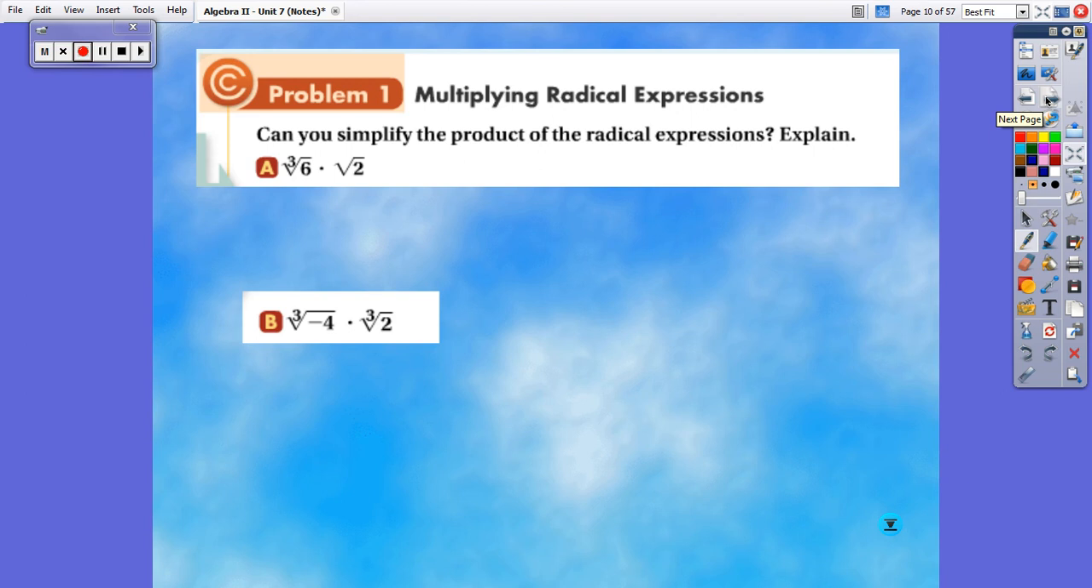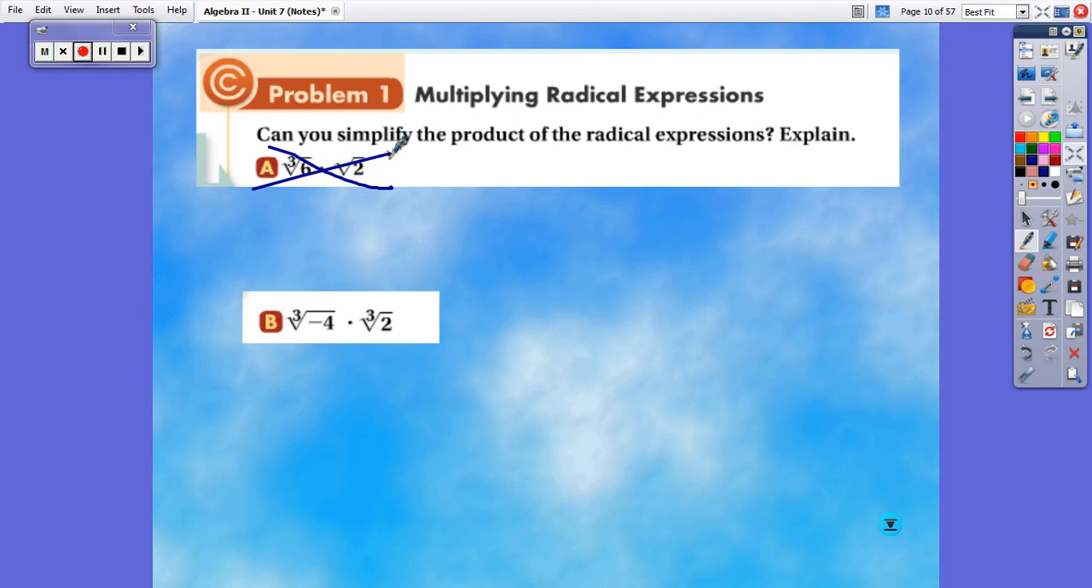In this case, it's asking you, can you simplify the product of the radical expressions? And you can see in this one that this is not possible. We're not allowed to multiply these together, because in this one I have an index of 3, and in this one I have an index of 2, because it's not written there. So you actually can't even simplify that problem.